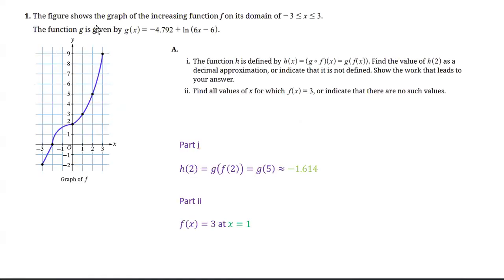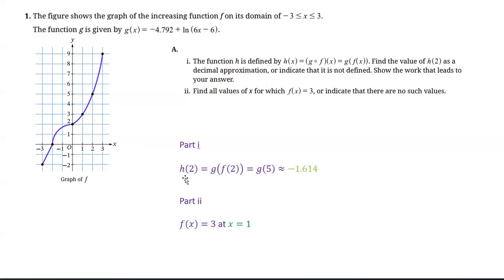Okay, so number one, the function shows the graph of the increasing function f on its domain from x from -3 to 3 inclusive. The function g is given by g of x as this natural log guy, okay? Here's the graph of f, here's g, part A, part 1. The function h is defined by h of x as g composed of f, which is equal to g of f of x. Find the value of h of 2 as a decimal approximation or indicate that it is not defined. Show the work that leads to your answer.